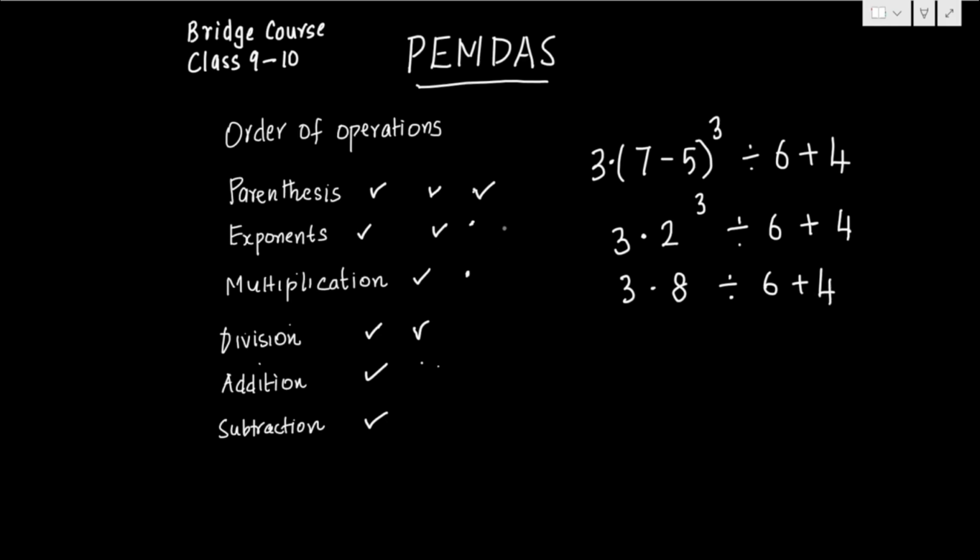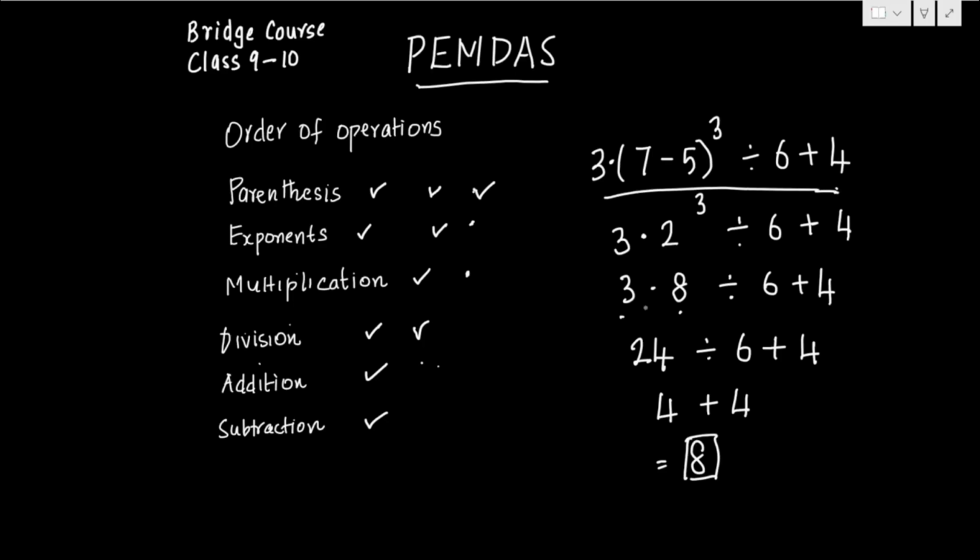Okay, no more parentheses, no more exponents. Any multiplication? There is multiplication. 3 into 8, 24. So let us finish that. And then we come to the other ones. So now, no more parentheses, none of these. The next thing that we have in this order is division. So let us do 24 by 6 is 4, plus 4. And then finally, we have only one operator left that will give you 8. And 8 is the simplification or the solution, whatever you call it, for this expression.